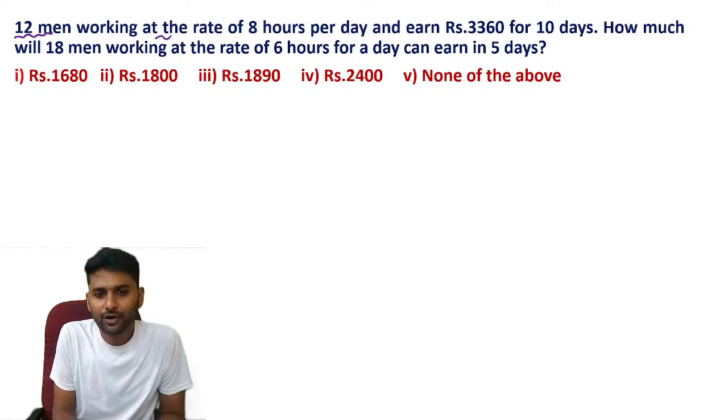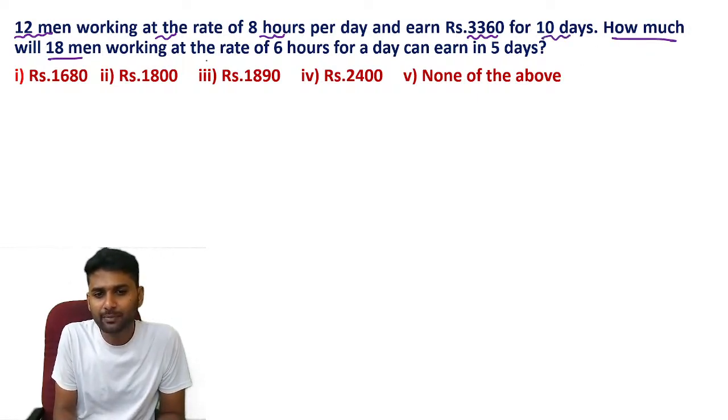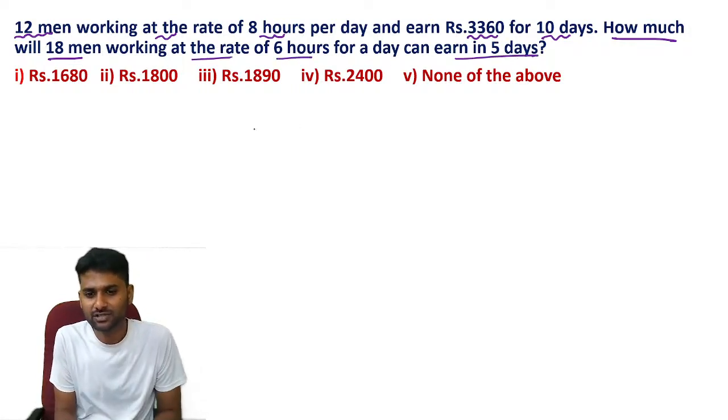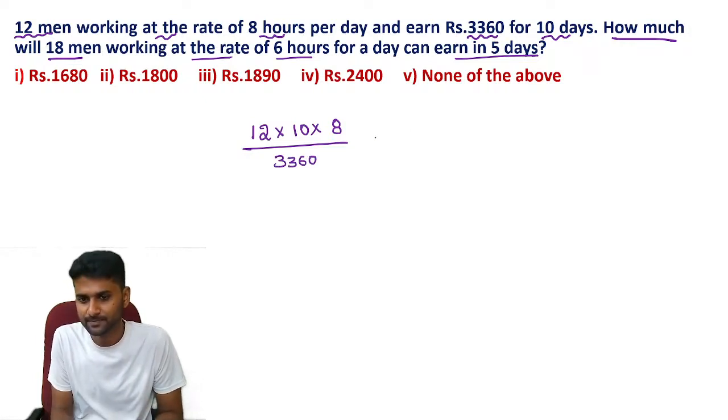12 men working at 8 hours per day earn 3,360 rupees for 10 days. How much will 18 men working at 6 hours per day earn in 5 days? Now see, 12 men, 10 days, 8 hours per day. So what is the total amount of work? W is always the denominator, 3,360.